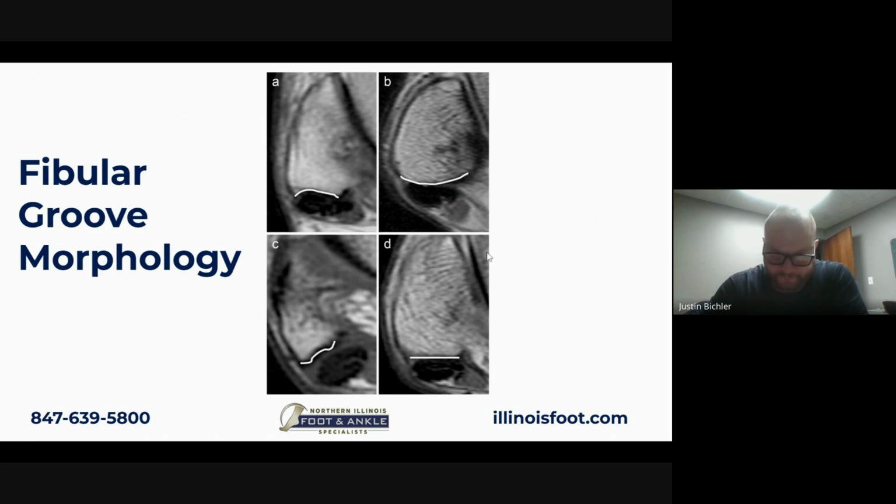I have seen it. A lot of the time, when I have people coming in complaining of pain and find that they have peroneal tendon subluxation, usually the fibular groove is more flat than anything. But obviously these can all pose problems.